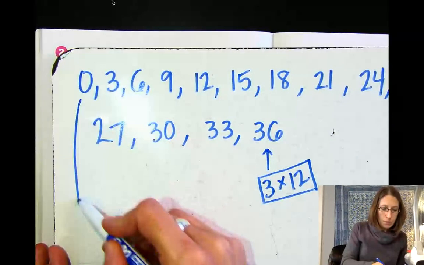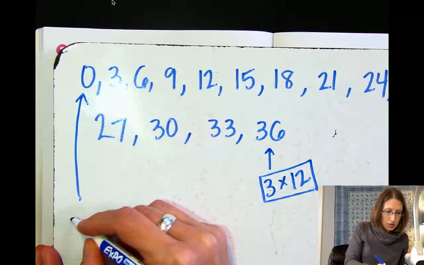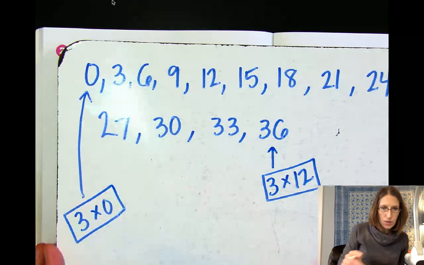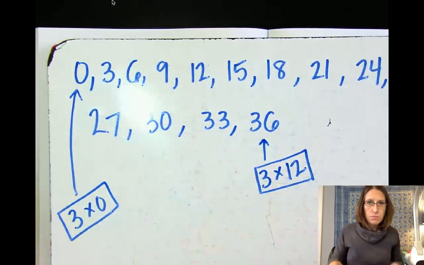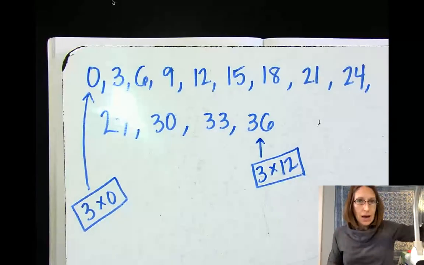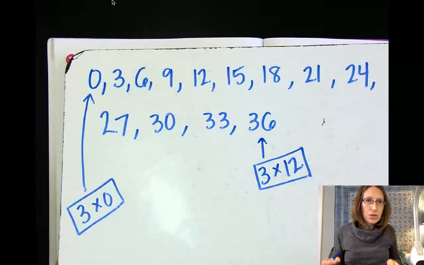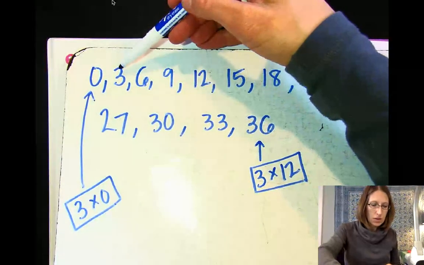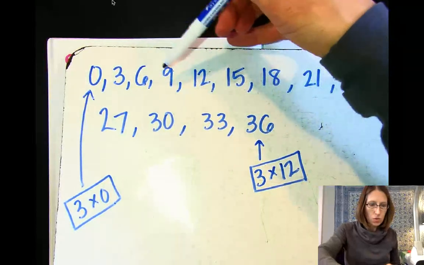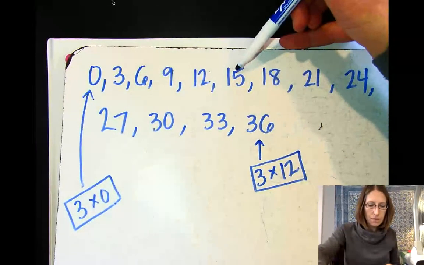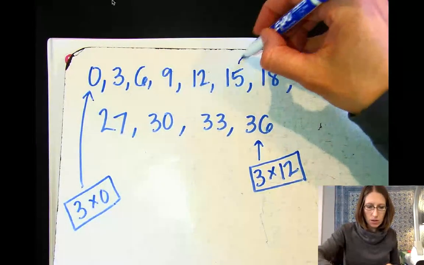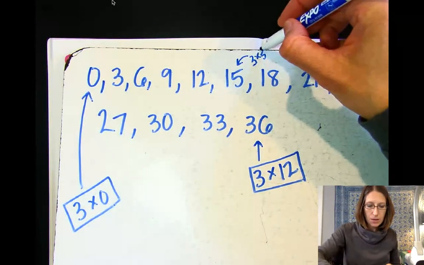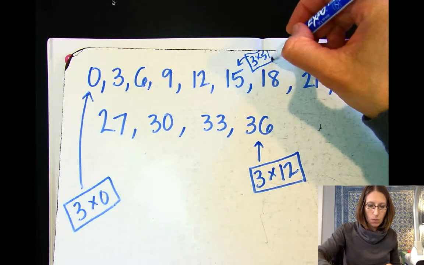Now this one is 3 times 0. So if you have your skip counting facts and you skip count that way and write them down, it really helps, because then you can just find the answer by saying, well, if this is 3 times 0, 3 times 1, 2, 3, 4, 5, then that means this one is 3 times 5. So that can help.